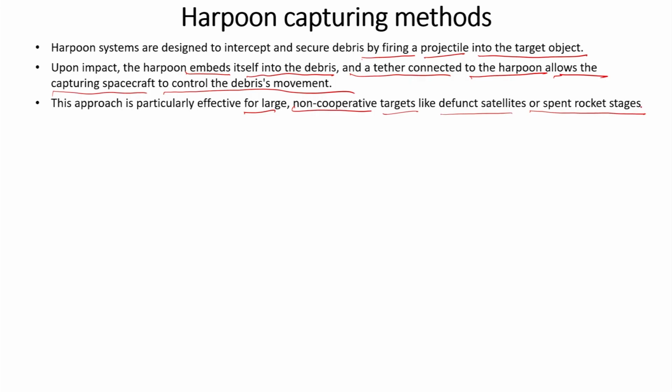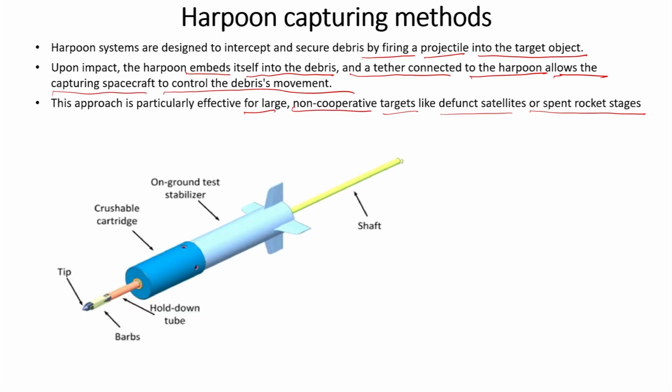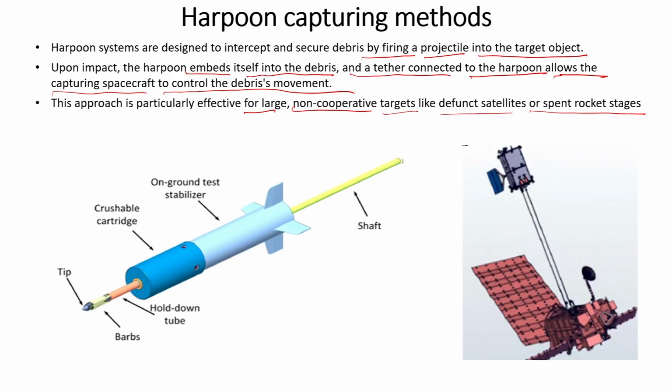the upper rocket stages. So, this shows the harpoon or the projectile, this is the shaft or the tether, and these are all the subsystems. This is how the harpoon and this tether work, and this is again the debris.